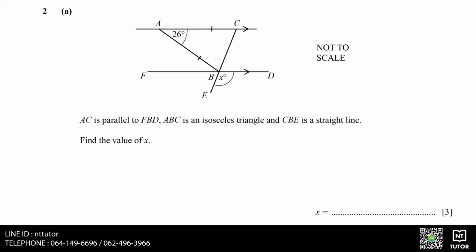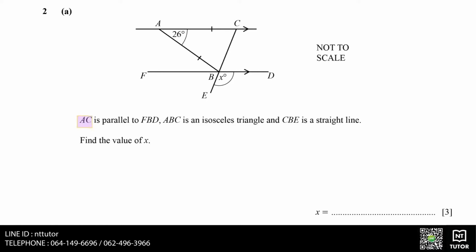In mathematics, they wouldn't give you information unless you need to use it for your question. So with these geometry questions, it's best if you go through the information given and write down in the diagram what you found out about each piece of information.